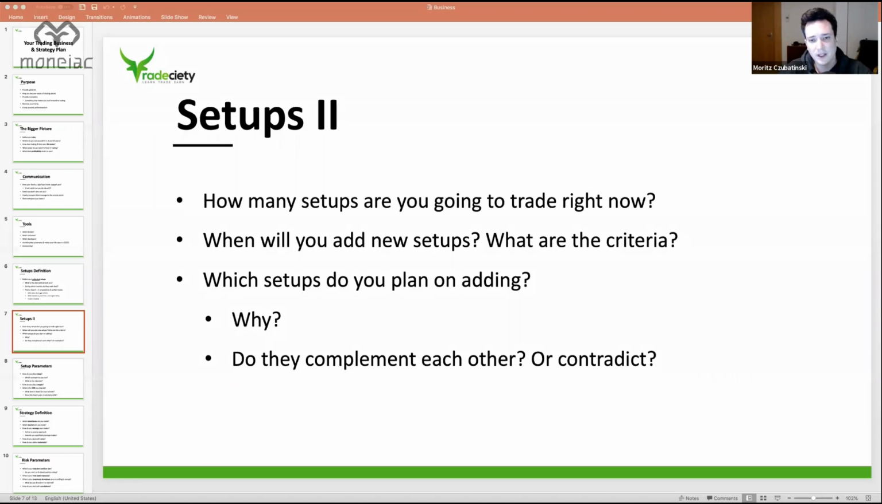When will you add new setups? What are the criteria? Yeah, for me, the criteria were always, I want to master this setup first. I want to be consistently profitable with it. I want to be able to trade it on autopilot. And once I feel 100% confident with this setup, I don't need to do any more backtesting with it. I know exactly how and when and where I'm going to trade this. That's when I can add new setups if I want to.